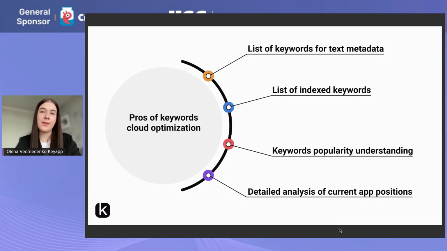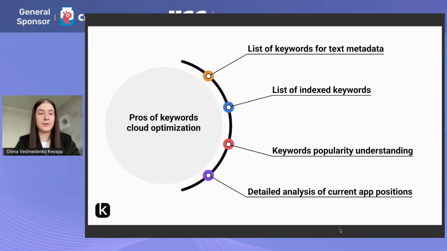The third point is that you will understand the keyword popularity. Unfortunately, for Google Play, there is no official data about keyword popularity and how often users look for particular keywords on the store. But for App Store, there is data from Apple Search Ads. It is called Search Ads Popularity, and basically they give this information for understanding how popular the keyword is on the App Store. And of course, you will have a detailed analysis of the current app position, and it is about indexed keywords as well.